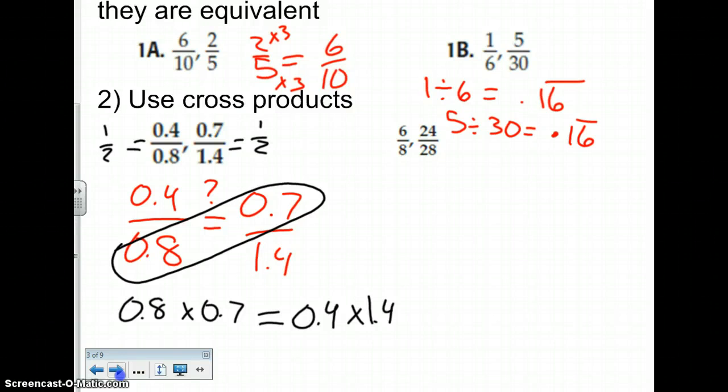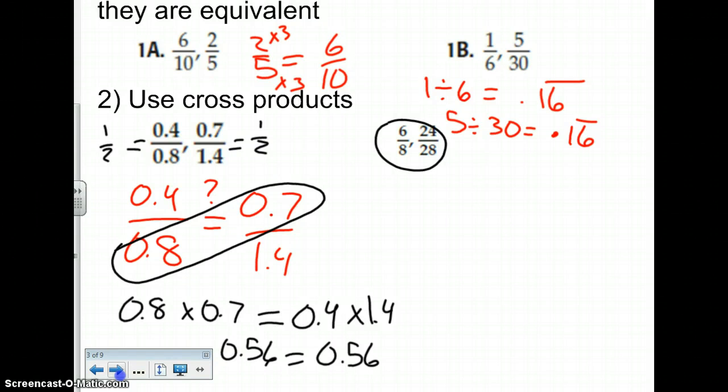If not, we can go ahead and try 0.8 times 0.7. That gives us 0.56. And the other one, 1.4 times 0.4, is also going to give us 0.56. So if the left side and the right side are equal, we have a proportion. I can do the same thing here.